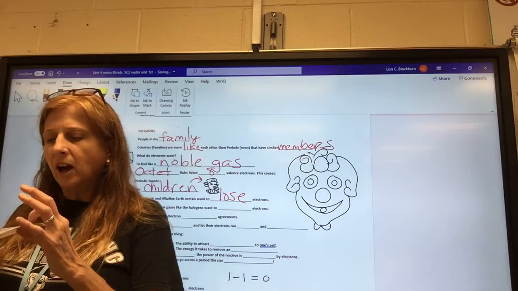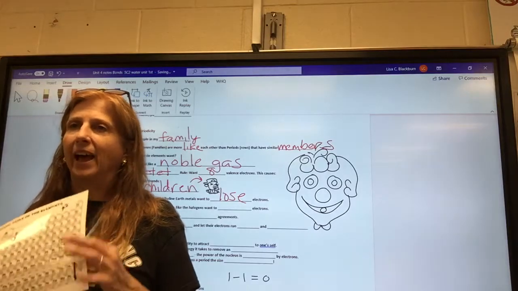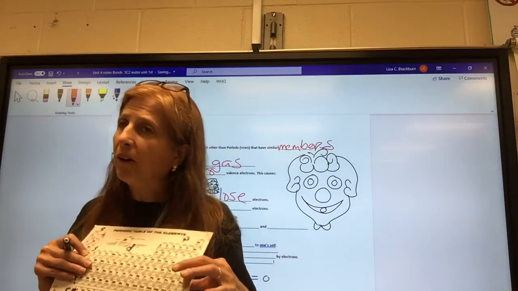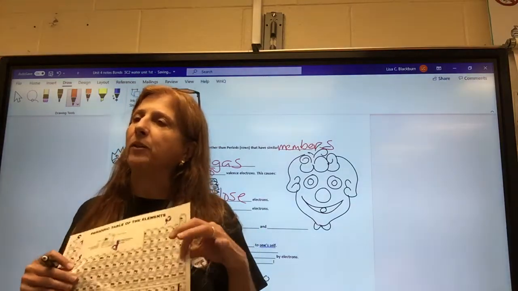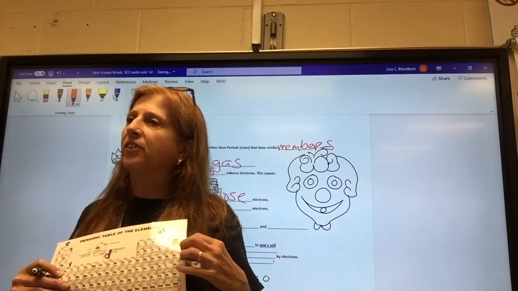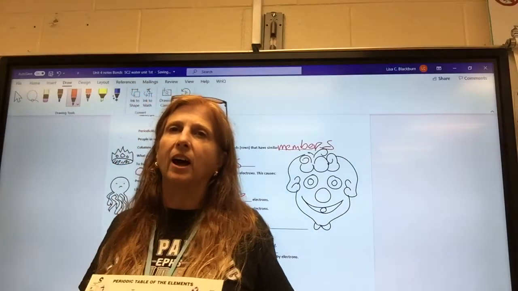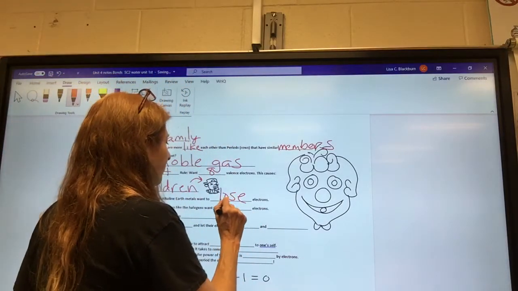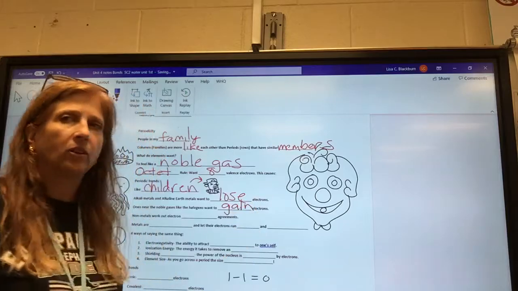But anyway, the next family next to them are the halogens. Halogens are the salt formers. If they could just get 1 more electron, then they would feel like a noble gas. Does that make sense? If all of them could just get 1 more, then they would have an octet. So they want to gain electrons. Now, I say these are the crazy parents.